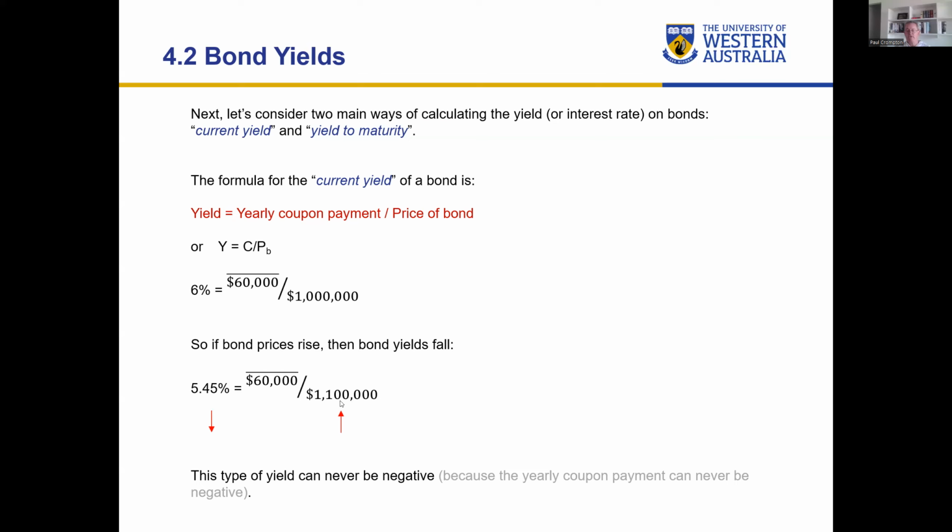So in this case, the new owner of the bond, by paying $1.1 million for it, when they know they're only going to receive a coupon payment of $60,000 a year, the new owner of the bond is then accepting a lower yield of 5.45%. So what we get is this inverse relationship between bond prices and bond yields. When bond prices go up, bond yields go down.